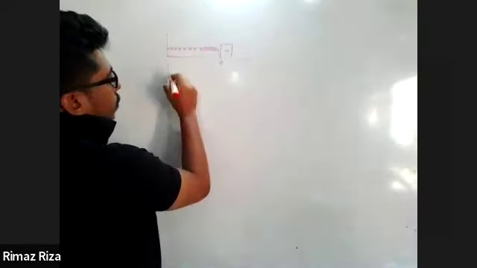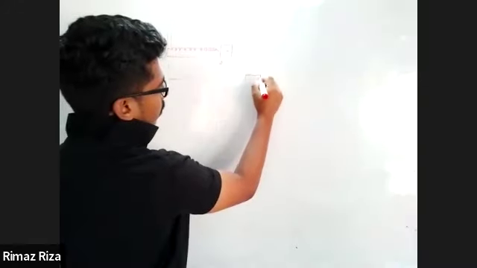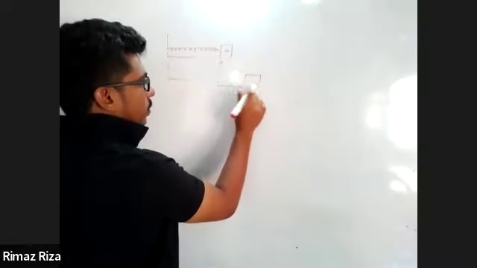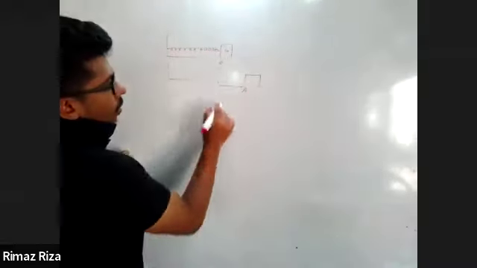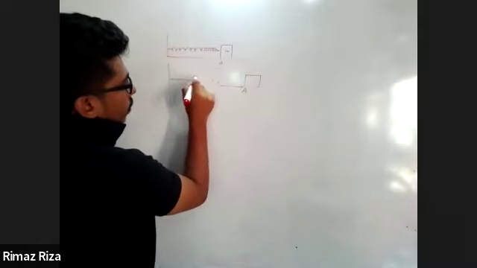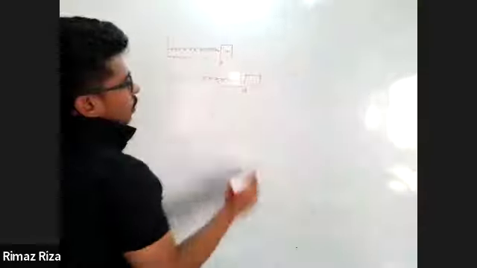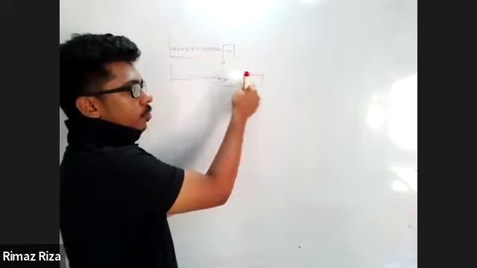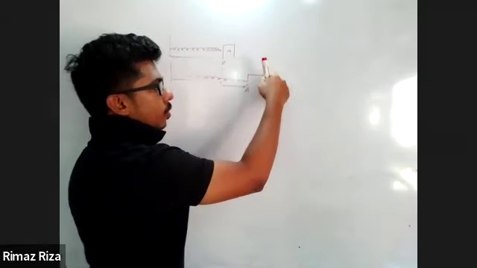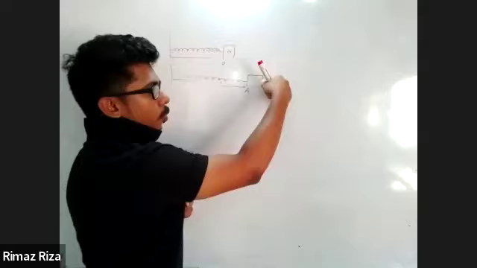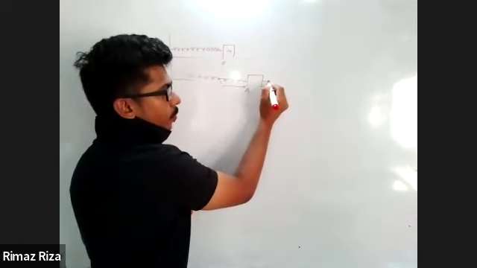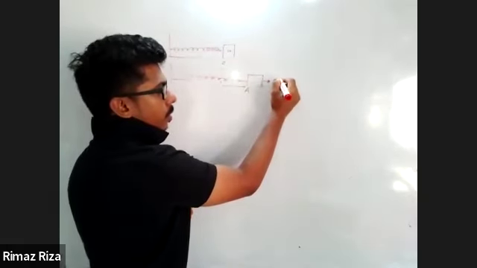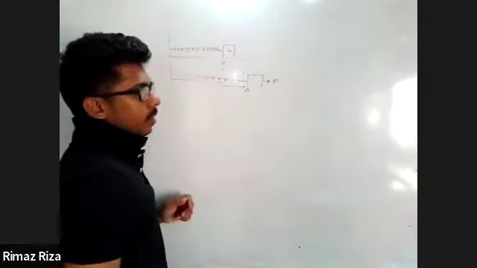I pull this to a certain distance. This maximum distance I can mark as capital A. Now it's under compression. According to Hooke's law, there will be a restoring force acting on it. Now I'm holding it, which means I apply a force F here, and an equal and opposite force F dash acts on it.